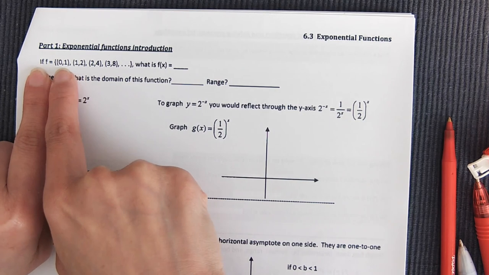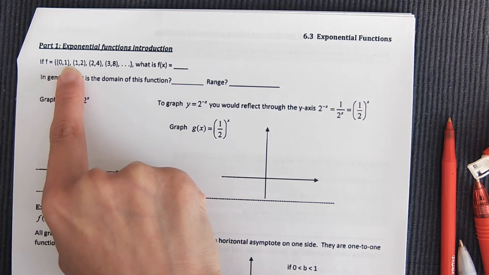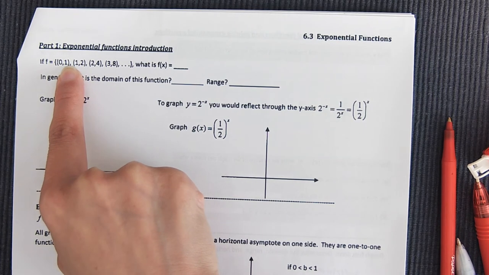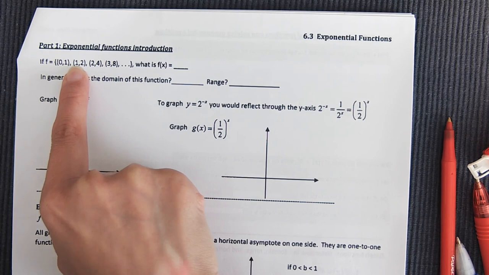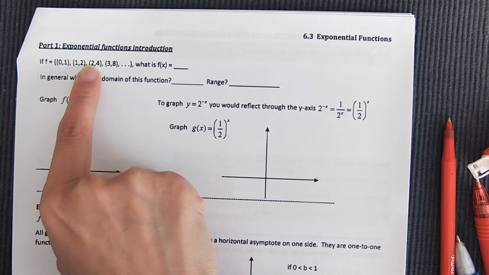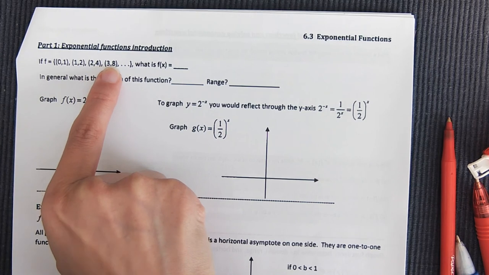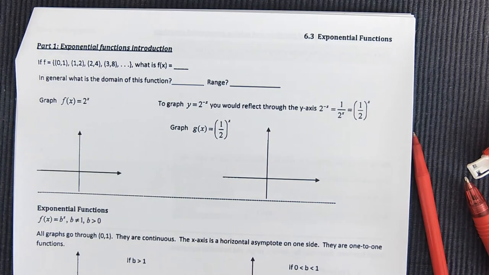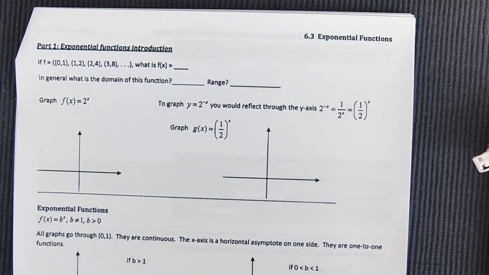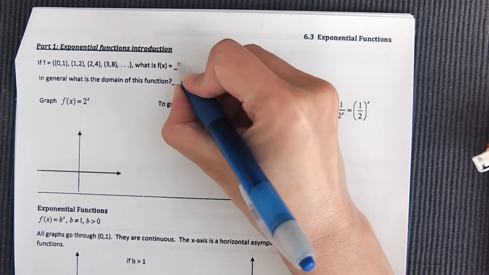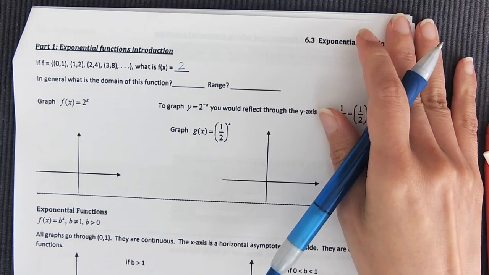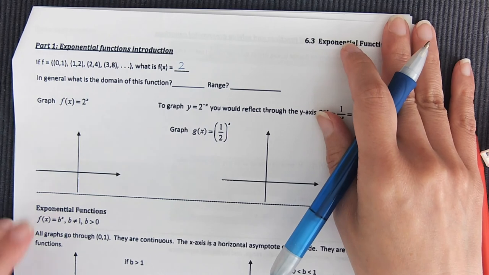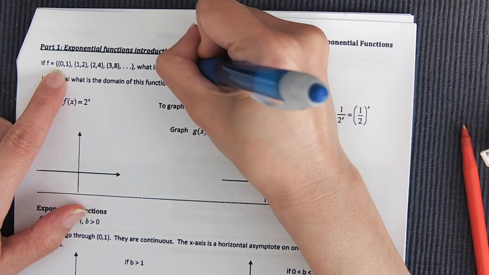This guy, did you understand? If I plug in zero, your y value is one. This is nothing to do with inverse functions, don't worry about it. If you plug in zero, you get one. If you plug in one, you get two. If you plug in two, you get four. If you plug in three, you get eight. Do you know what kind of function this is? Two to the x power.